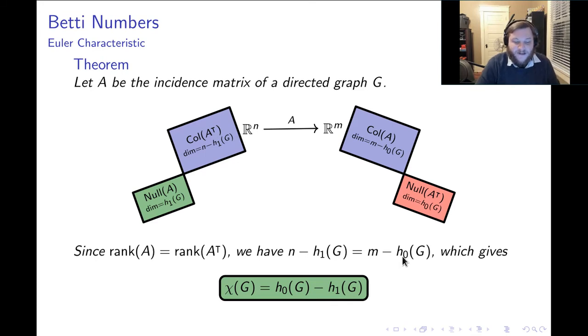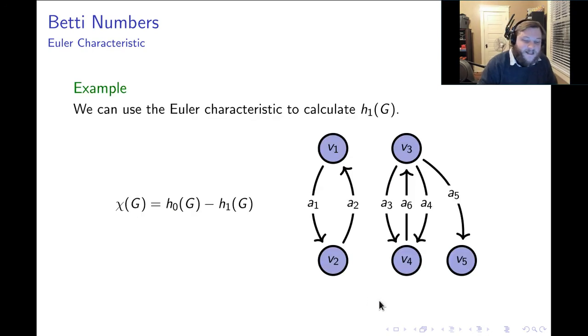The way we're getting this is we're moving h0 from the right-hand side over to the left-hand side, and we're moving N, the number of arrows, over to the right-hand side. So the Euler characteristic, which is very simple to calculate, the number of nodes minus the number of arrows, is always the same as the number of connected components minus the circuit rank. So this is a very surprising result, and what's cool about all this is we're doing this using pure linear algebra. Let's see this in action.